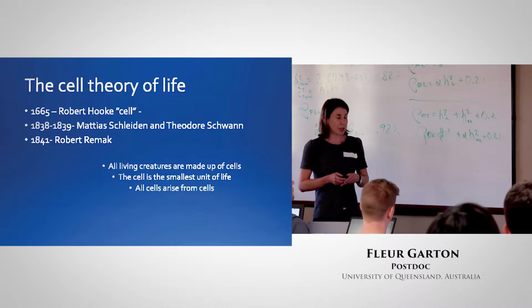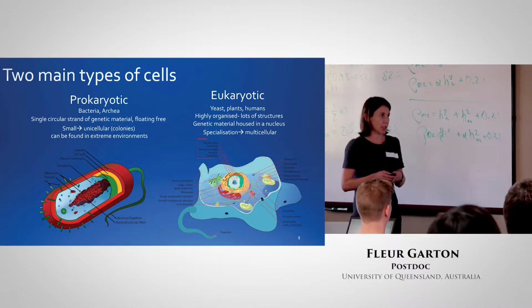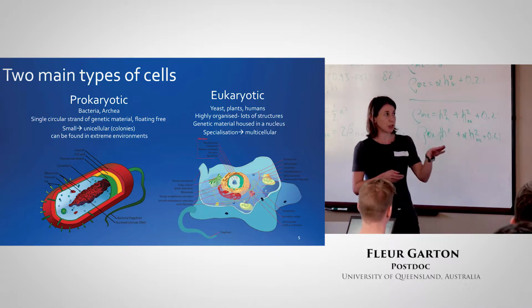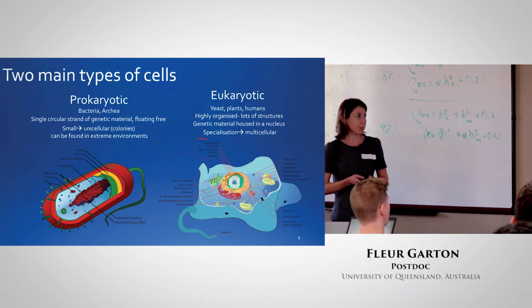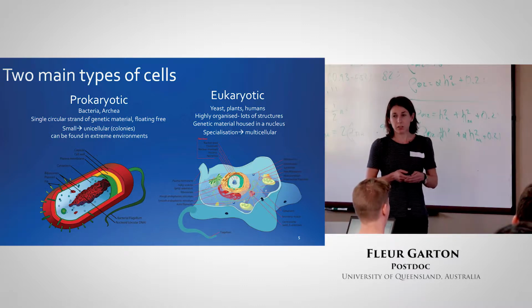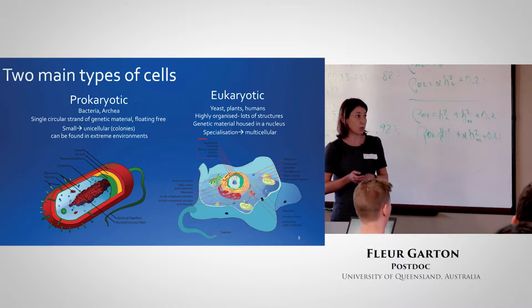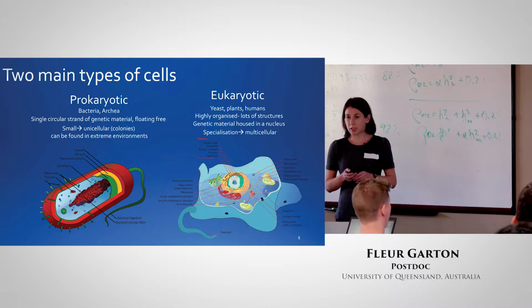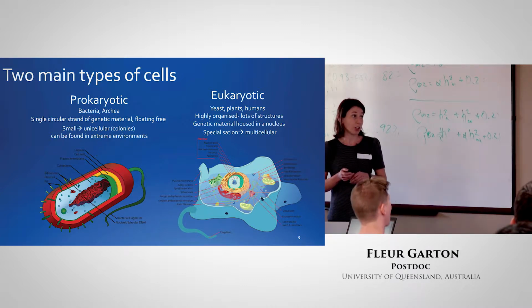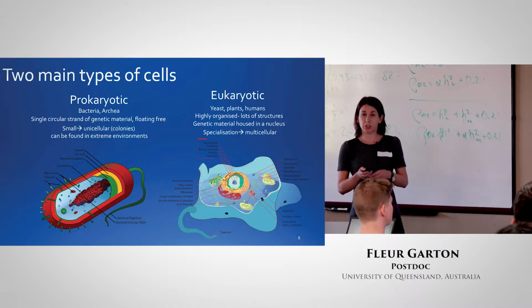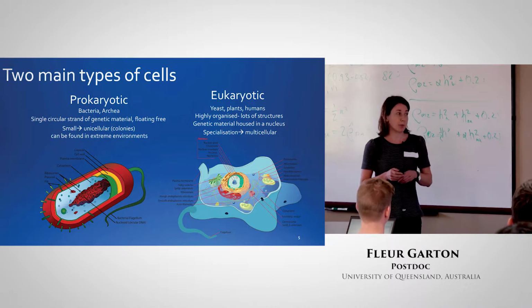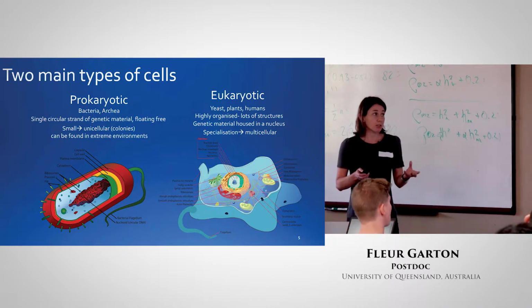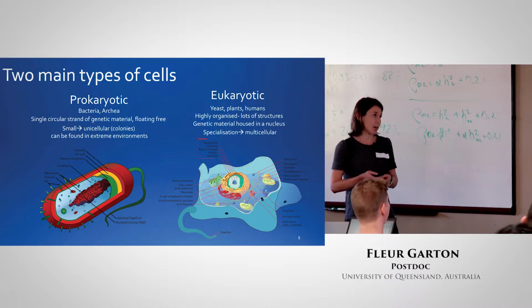There are two main types of cells. We tend to think of things as either prokaryotic or eukaryotic. An example of a prokaryotic cell is bacteria. Bacteria have single circular strands of genetic material that float free inside the cell wall. Typically these are small unicellular organisms. They live in colonies. They reproduce asexually, as you heard in James' talk. And interestingly, they can also be found in extreme environments. They also live on multicellular organisms.